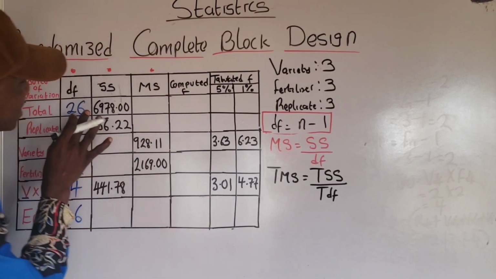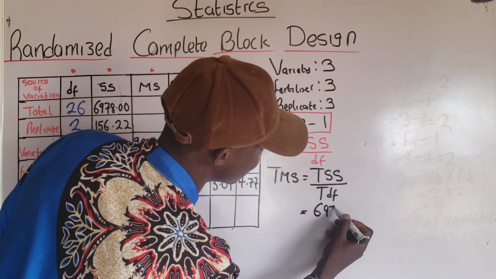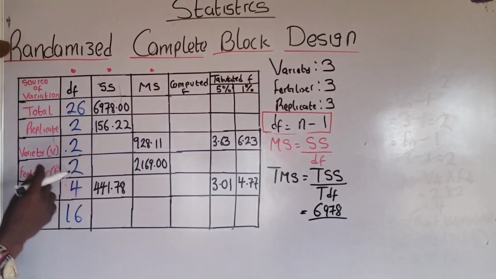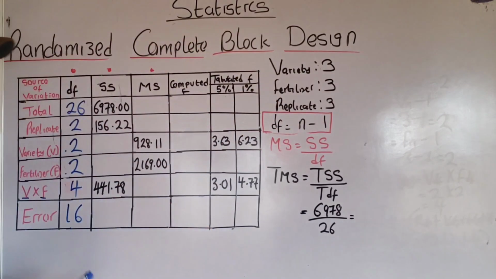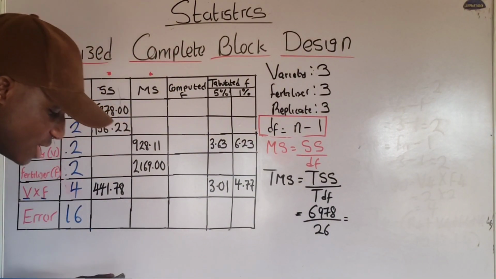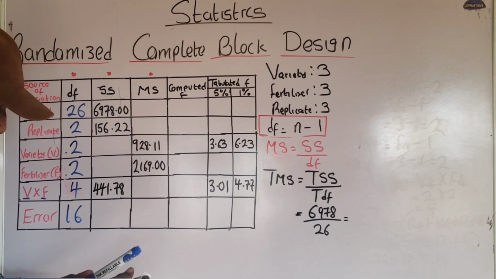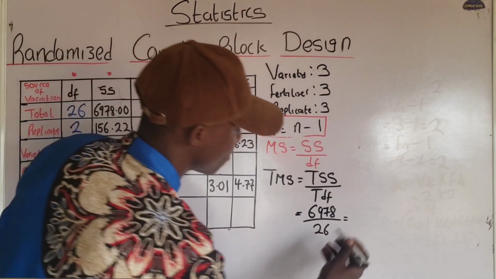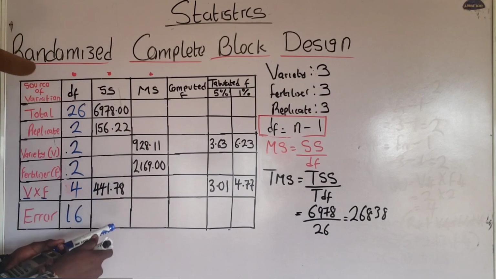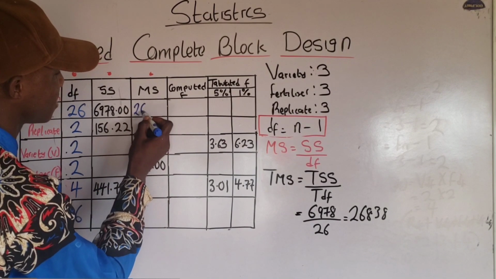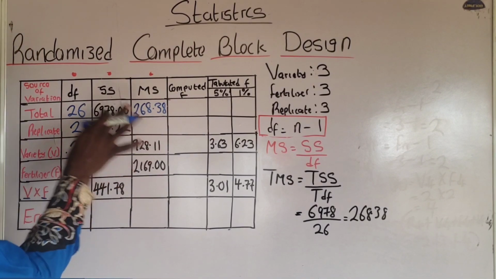The total sum of squared is 6,978, and the total degree of freedom is 26. So I'm going to have 6,978 all over 26. That is 6,978 divided by 26, which gives us 268.38. That is the total mean squared. Okay, now let us get the replicate mean squared.